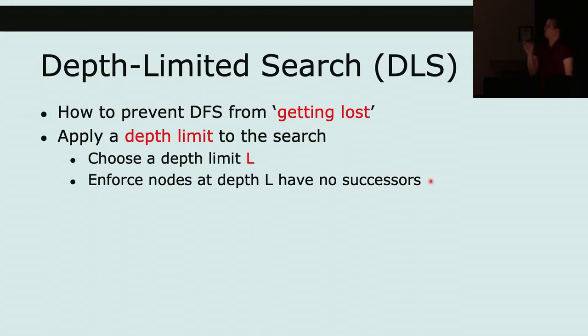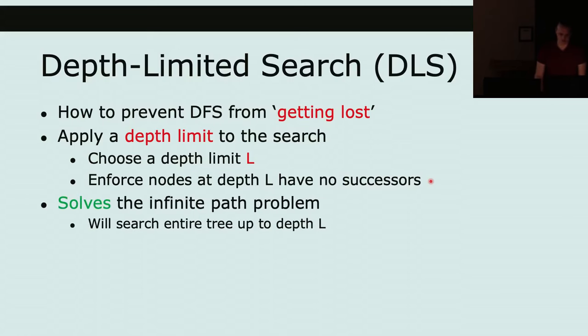So you can do this in a number of different ways. The official way you would do it is to say, if we're at depth L, and depending on how you do it, you're either equal to L or greater than or equal to L, we just have no successors past that point. So we stop the search at that point. This solves the infinite path problem, because we can no longer go A, B, A, B, A, B, because we're stopped at L. So it will search the entire tree up to depth L.